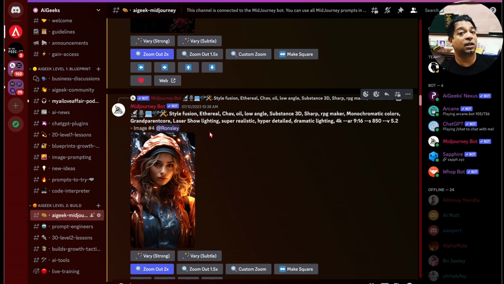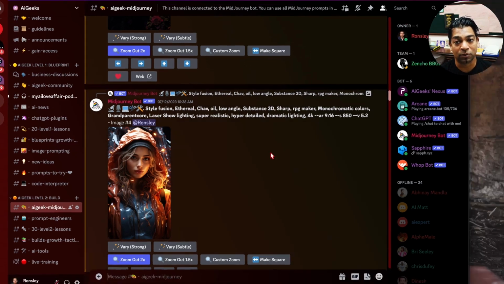So these are different images and different prompts that you can use, and I hope it gives you a better idea on how to use MidJourney as prompts.